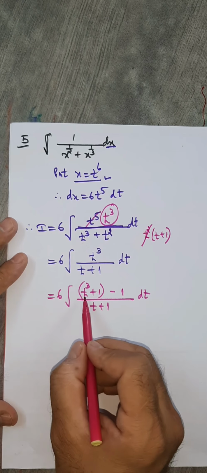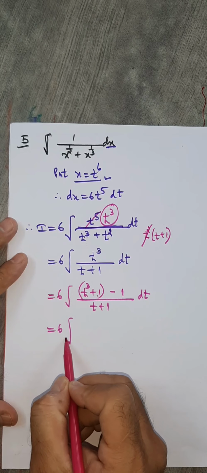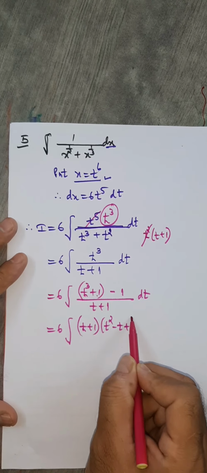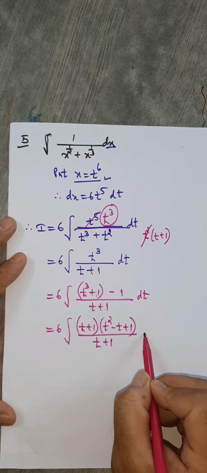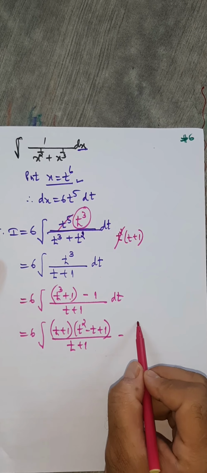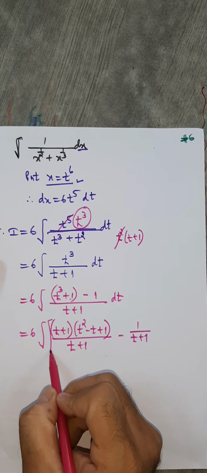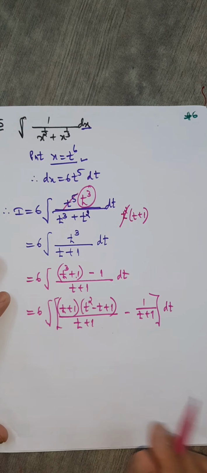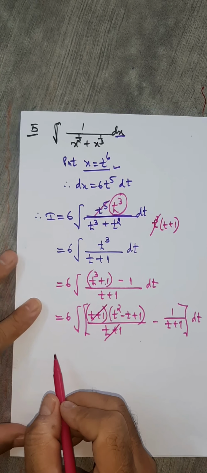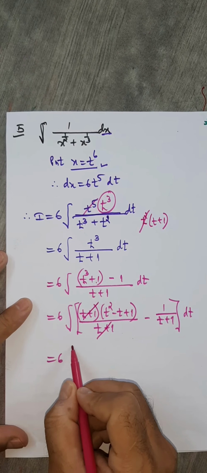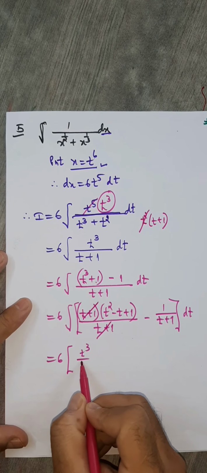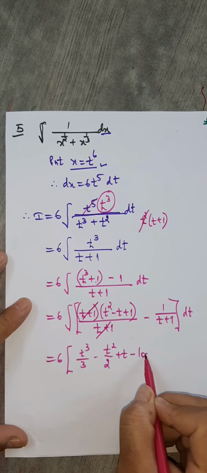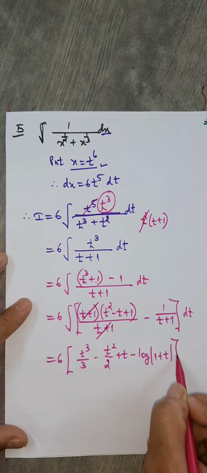Why did we do it like this? Because this is like a cube plus b cube, and which can be integrated very easily now. t plus 1 times t squared minus t plus 1 upon t plus 1 minus 1 upon t plus 1, the whole dt. So this will get cancelled. Here 6 as it is. What's the integral of this? t cubed by 3 minus t squared by 2 plus t minus log of mod of 1 plus t plus c.